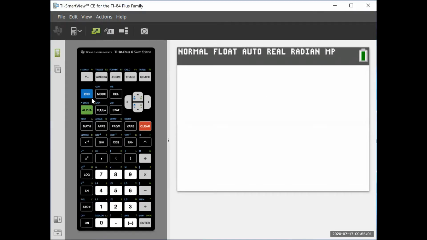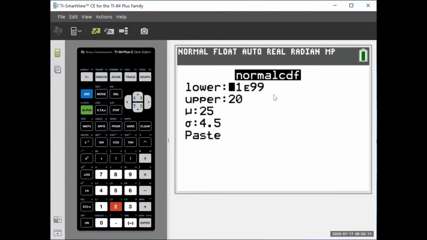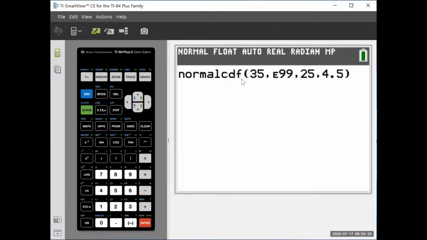So in TI-84 calculator, we go to second and then distribution, and number 2, which is normal CDF. The lower limit in our case is 35. Upper limit is infinity or E99. If you press second and comma, you get E, then 99. Mean of 25, standard deviation 4.5. You paste it, you'll see your writing, then hit enter.